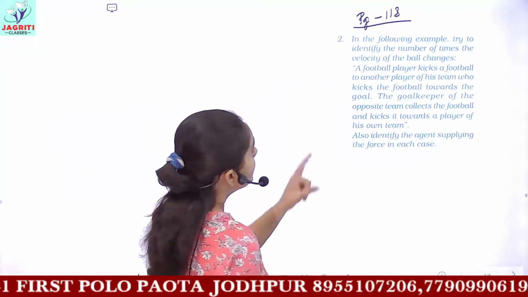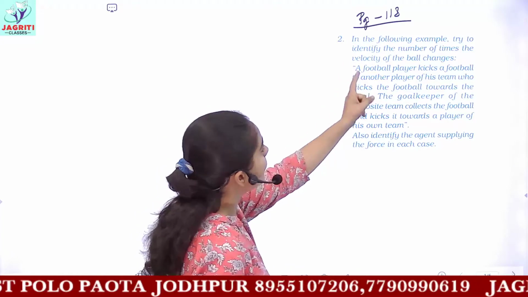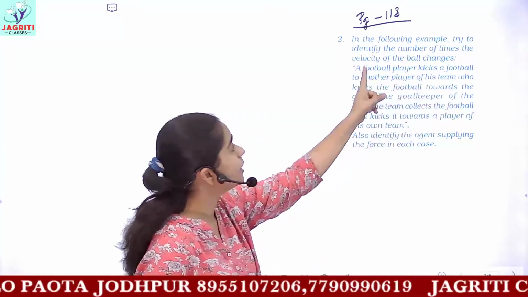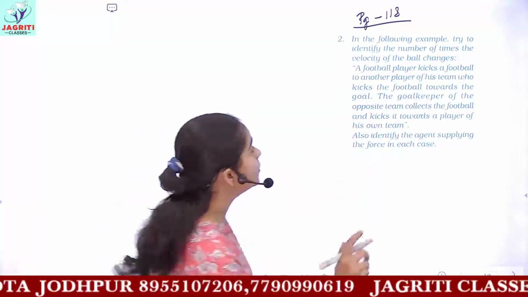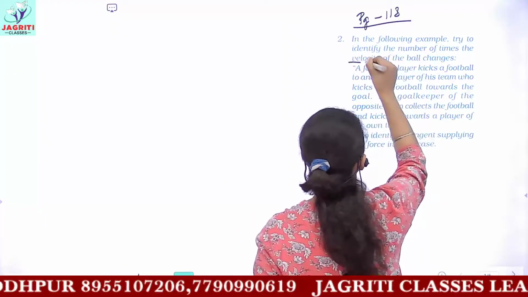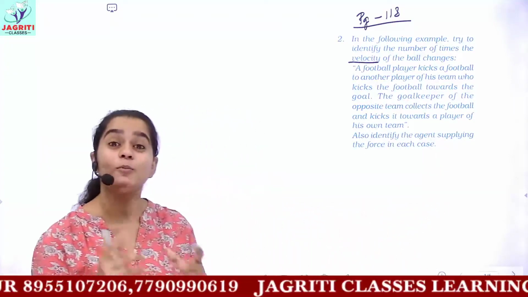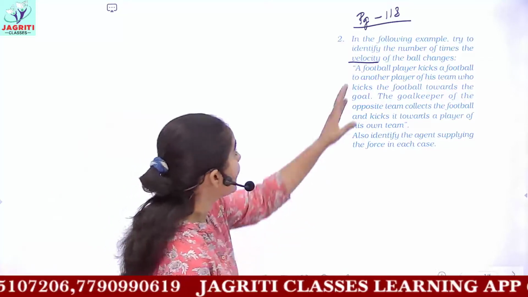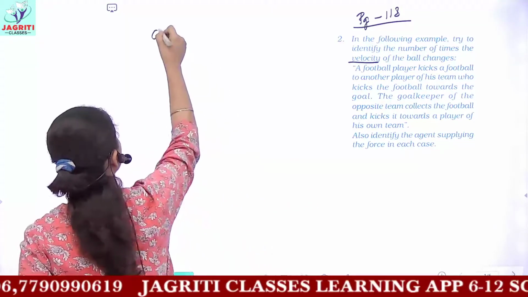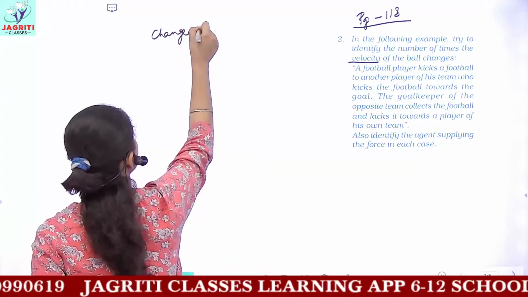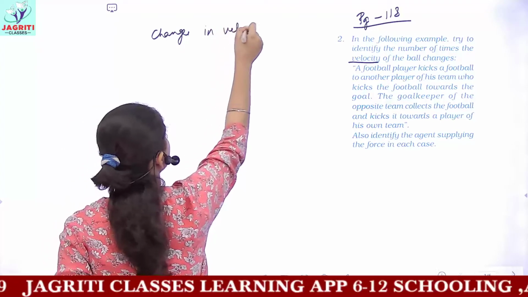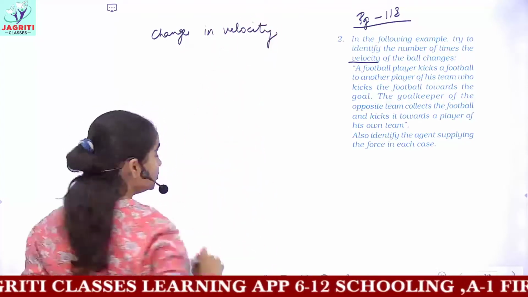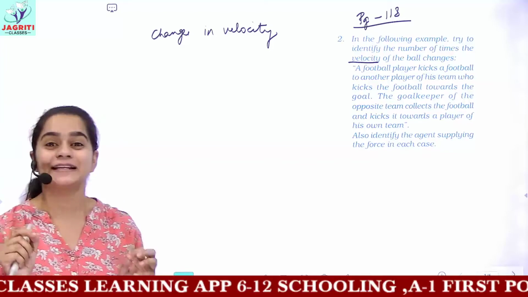It is given in the following example. Try to identify the number of times the velocity of the ball changes. You have to identify how many times the velocity of the ball is changing, okay? And for identifying the change in velocity, how to identify this? You know, velocity is a vector quantity.